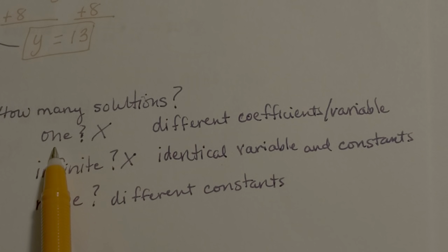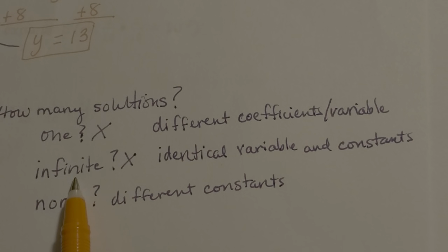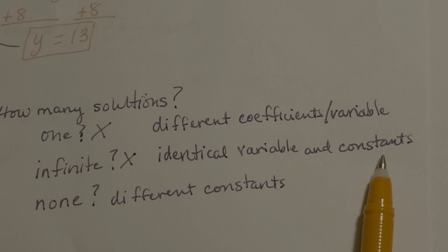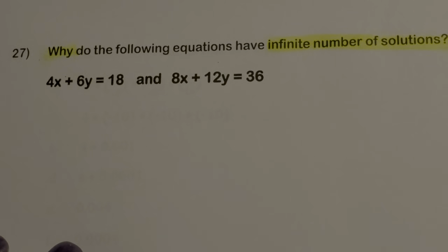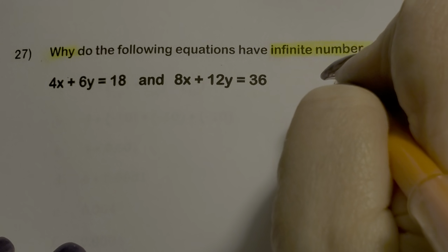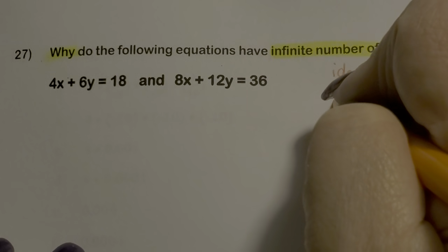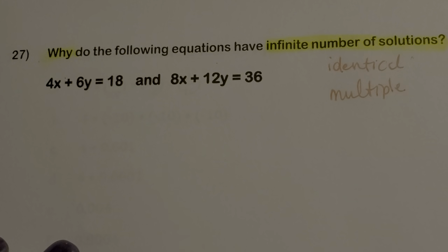Remember, one solution has different coefficients with the variable. An infinite solution is identical variable and constants, although it could be a multiple. And none has different constants. 27 asks, why do the following equations have infinite number of solutions? We said they had to be identical, or that could be with a multiple that makes them identical. So let's see.